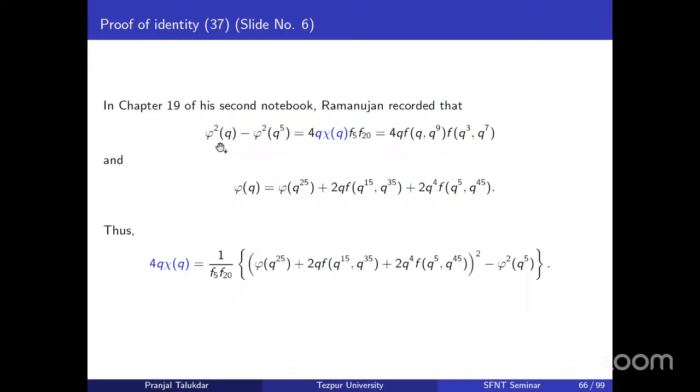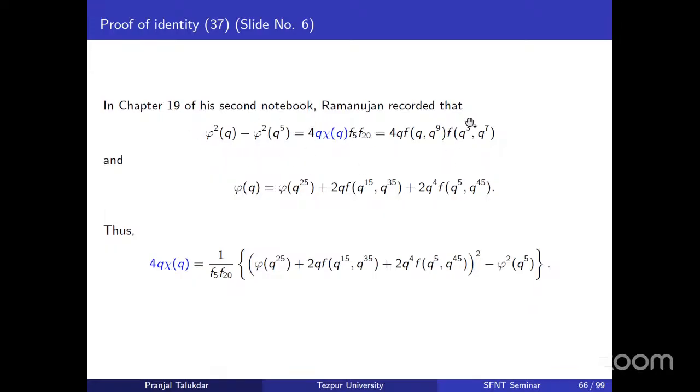Now you look at this last part of this identity. Here, if we replace q by q to the power 5, this becomes phi squared of q to the power 5, phi squared of q to the power 25. So this becomes 4q to the power 5, q to the power 5, q to the power 45, q to the power 15, q to the power 35.